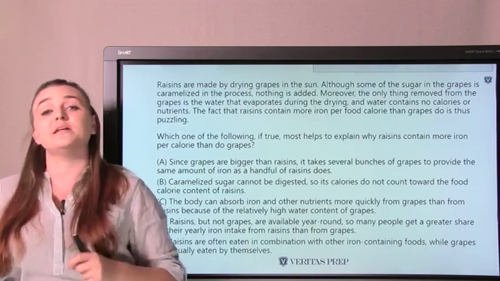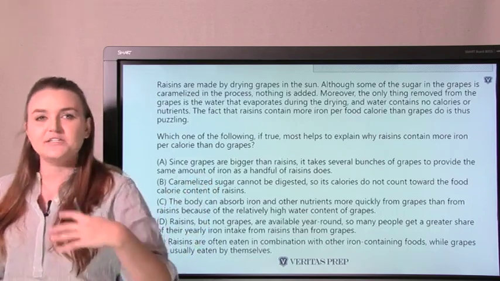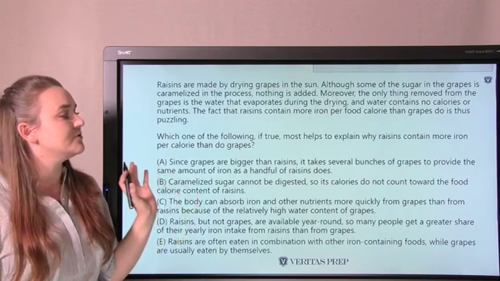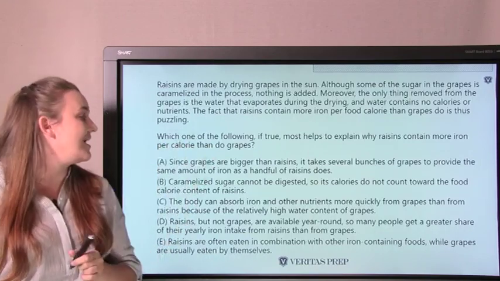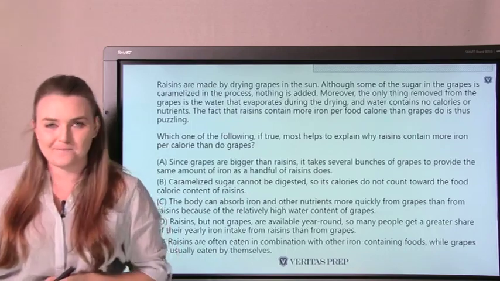I'm going to toss 2 minutes up, and then we're going to regroup and chat about this one together. So go ahead and take 2, dig in, and see if you can figure out which of the following, if true, most helps to explain why raisins contain more iron per calorie than do grapes. Go for it.